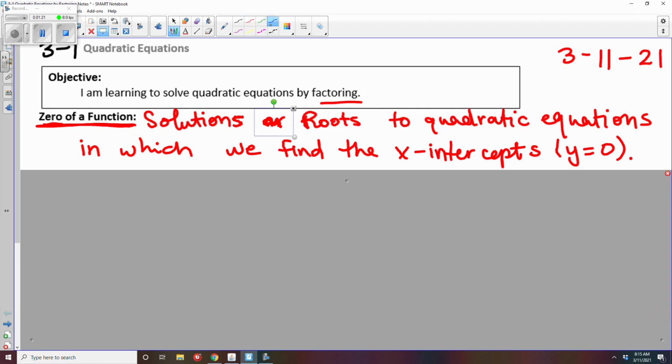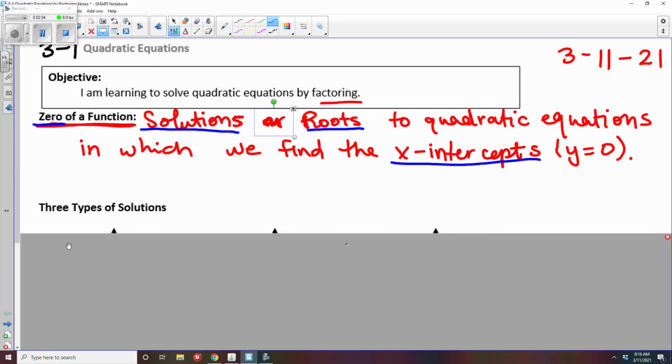Now, there's actually a lot of words here that are really key, and I know you probably have seen these words before, but didn't really know what they meant. Underline 0, solutions, roots, and X intercepts. All those 4 words mean the exact same thing when it comes to a quadratic equation. Some instructions may tell you, find the solutions to the quadratic equation. Some may say, find the roots. Some may say to find the zeros. So all 4 of those words mean exactly the same thing.